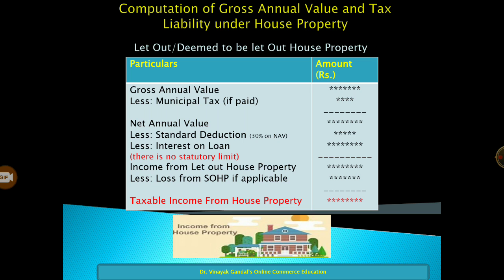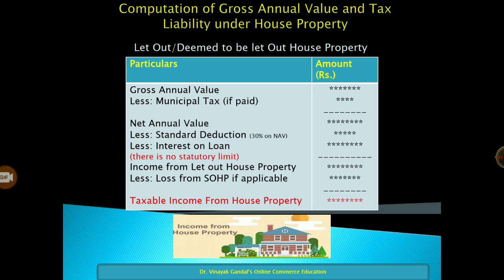Okay, so once net annual value, that is NAV, has been determined, then the assessee is allowed deductions under section 24. So the first deduction under section 24 is a standard deduction, and it is 30% of net annual value. Okay. The second deduction under section 24 is allowed to the assessee in the case of let out or deemed to be let out house property for interest on loan taken or interest on borrowed capital, and there is no statutory limit for interest on loan taken for let out house property. Means whatever amount of interest on loan is paid by the assessee in the case of let out house property is allowable as a deduction.